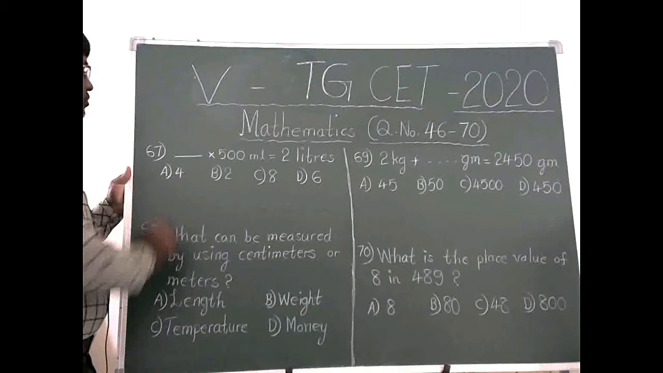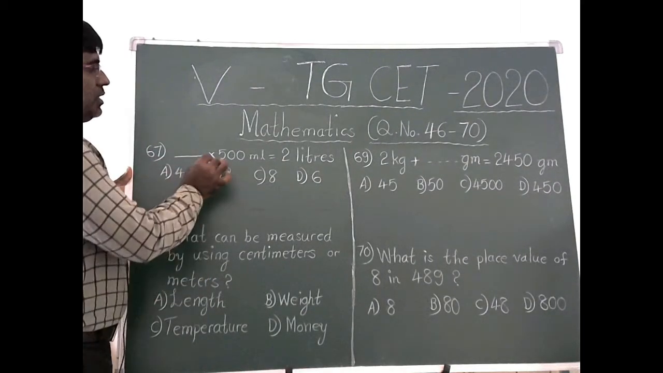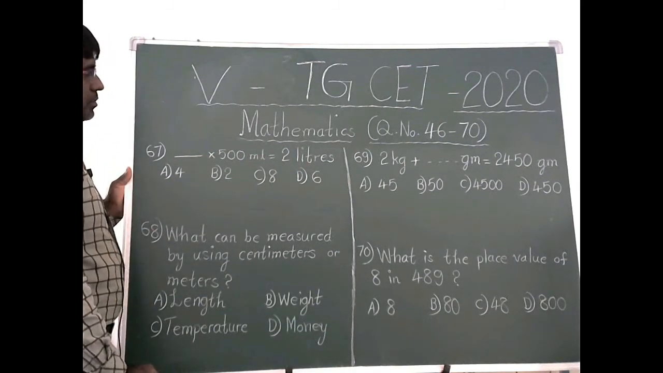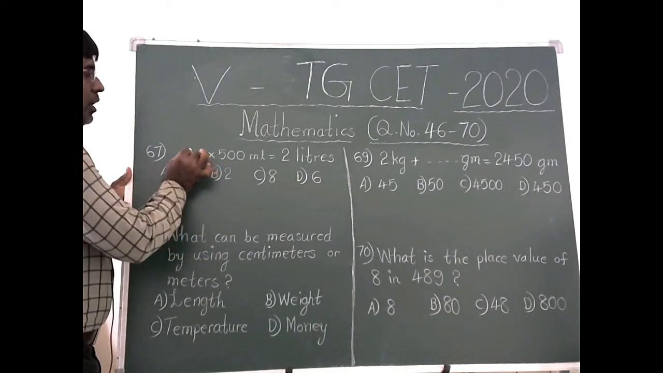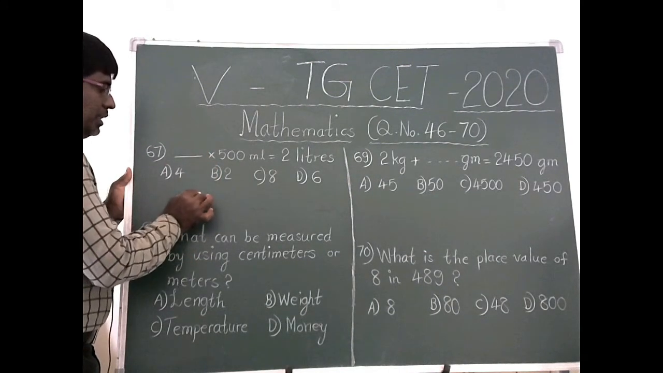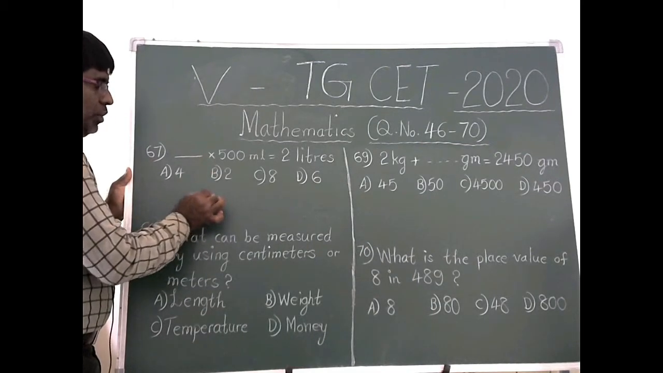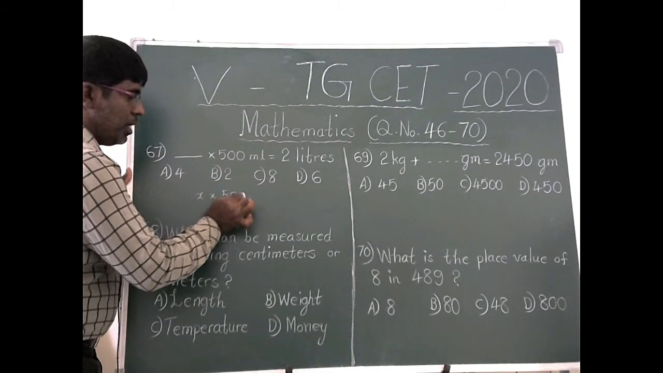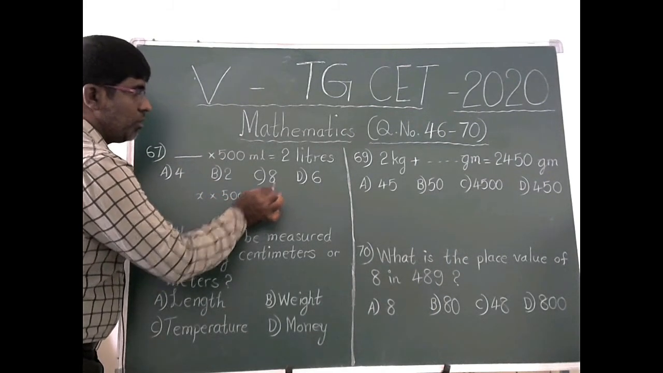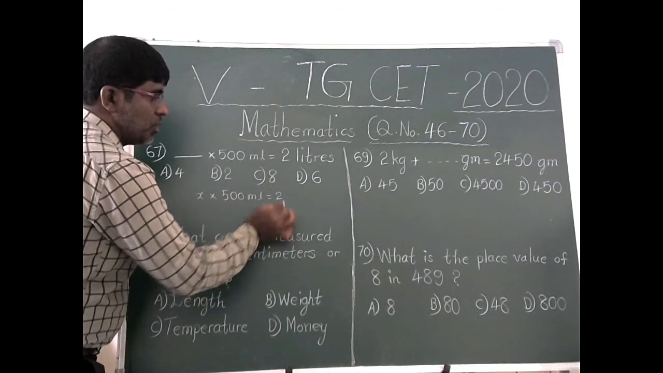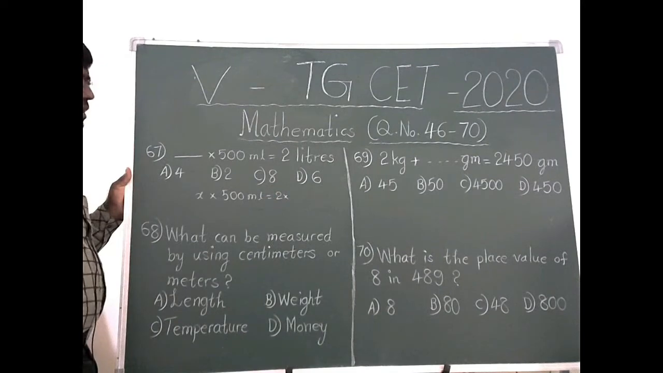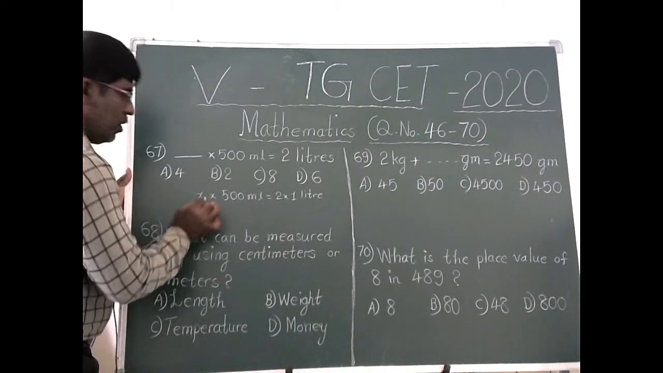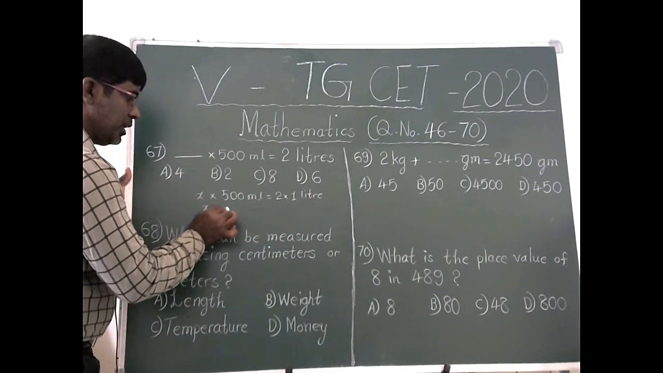Next problem, problem number 67. Dash into 500 ml is equal to 2 liters. Simple. Here the fill in the blank, let it be x, because we don't know its value. x into 500 ml equals 2 liters, that is 2 into 1 liter. x into 500 as it is I am writing.